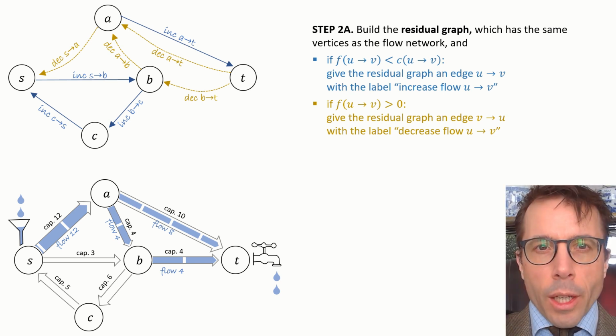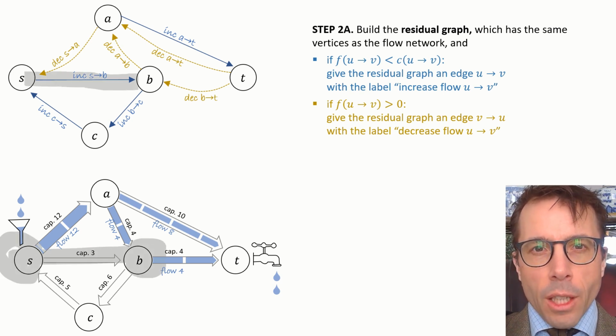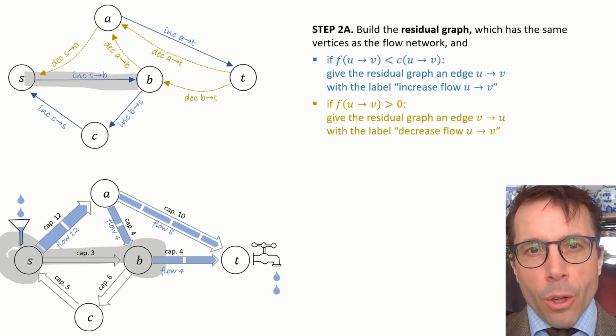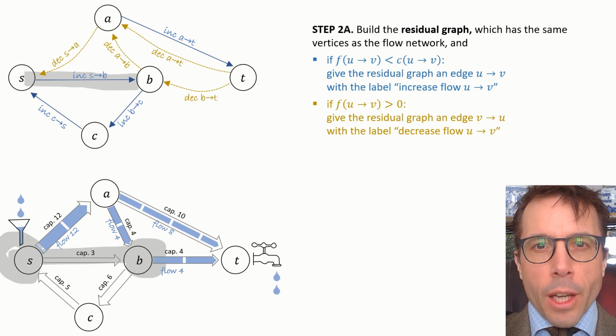So what are we doing here? Well, these 2 clauses correspond exactly to the 2 types of action that the Bandits could take. Let's take vertices S and B, for example. The Bandit at B shouts to the one at S, saying, "You could send me some more flow," and that's what the blue S to B edge represents.